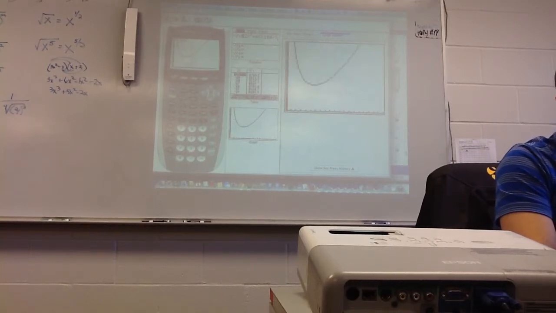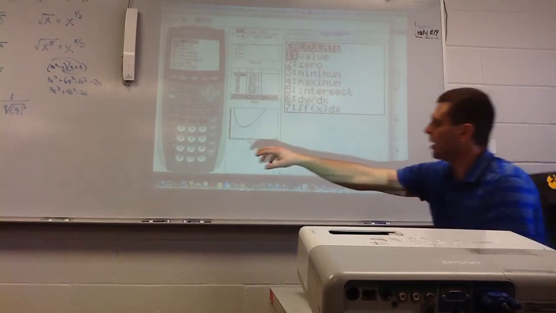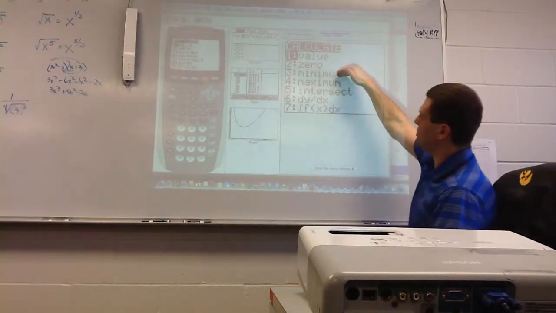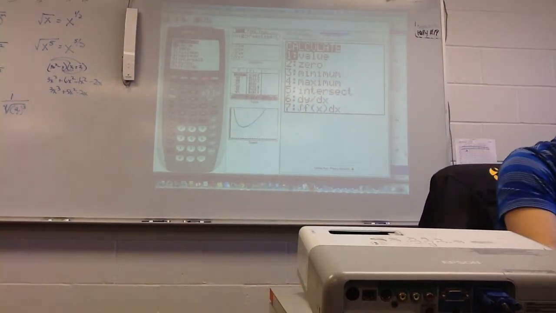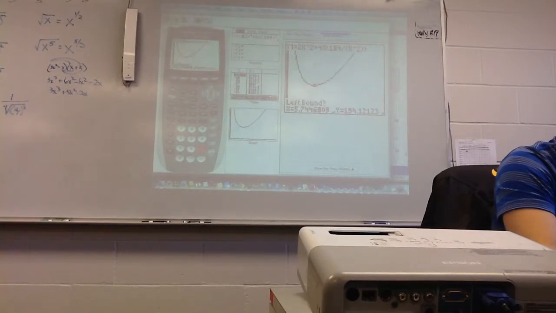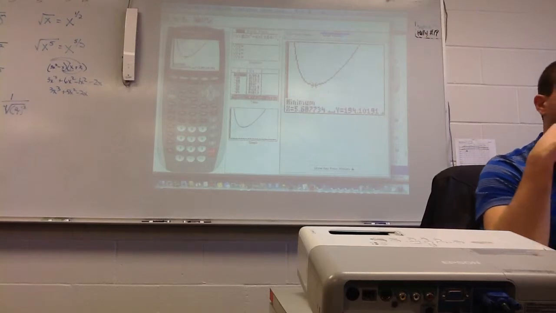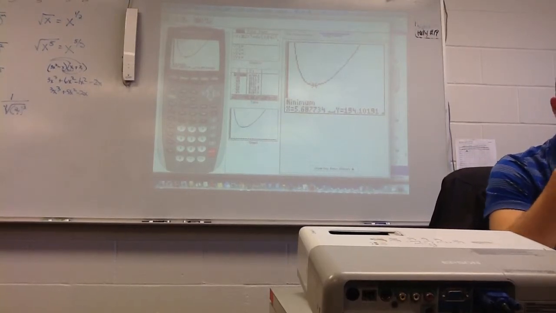There's my graph. To calculate the minimum, you go second, trace, which is calculate. This screen shows up. You want your minimum, number 3. Left bound, so you move your cursor just a little bit left of where the minimum is, press enter. Then you move your cursor a little bit to the right of where the minimum is, press enter. Then move it back a little bit closer to the minimum, press enter one more time, and it'll give you the coordinate of the minimum.